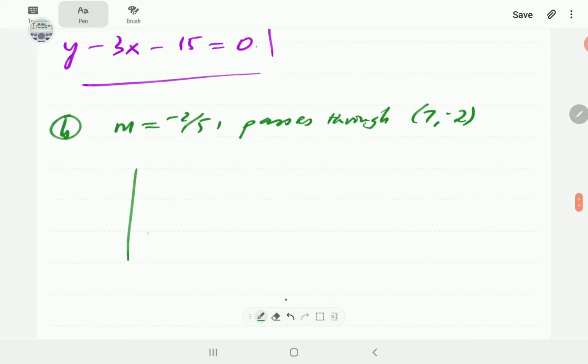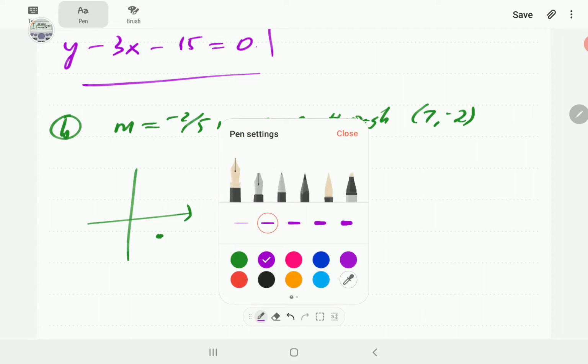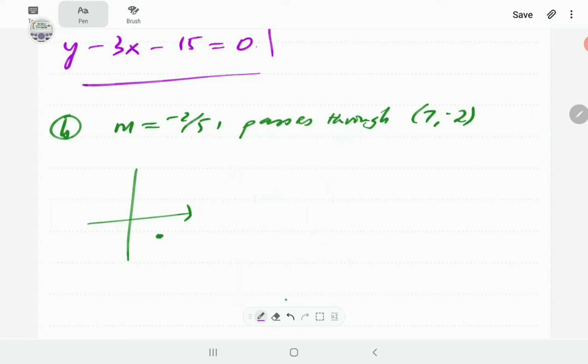So let's just make a little sketch again. 7, minus 2 is going to be somewhere in the 4th quadrant. And then the gradient of this line is negative. So that means the line is a bit like a backslash. 7, minus 2 and m is negative 2 on 5.